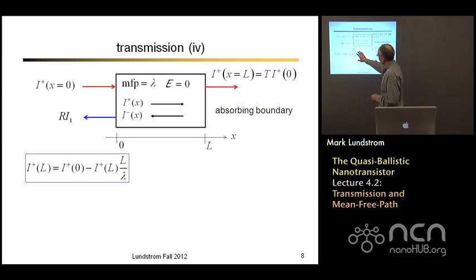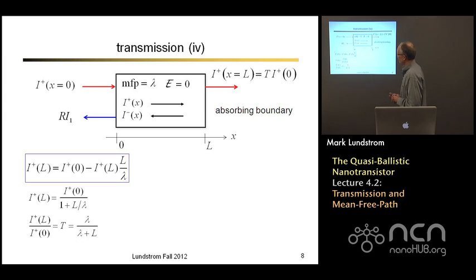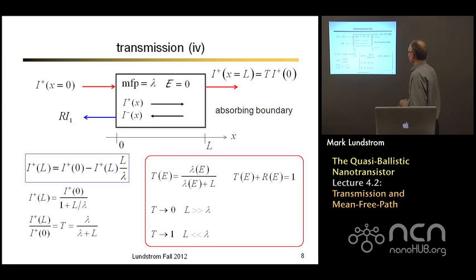So this is the equation that we have developed so far. All I have to do now is to solve that equation for what emerges from the left. And I'll get what came in divided by 1 plus length divided by mean free path. By definition, the ratio of what comes out to what went in, that's what we call the transmission. And if I simply take that ratio, the transmission is mean free path over mean free path plus length. So you can see we've derived this expression that we've been using.